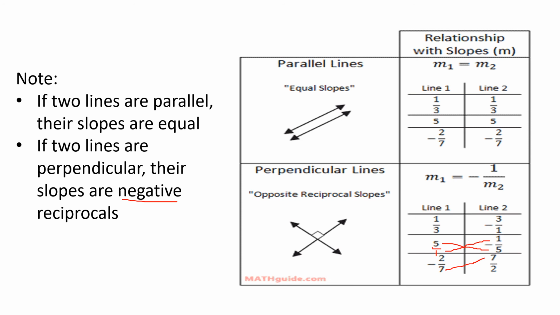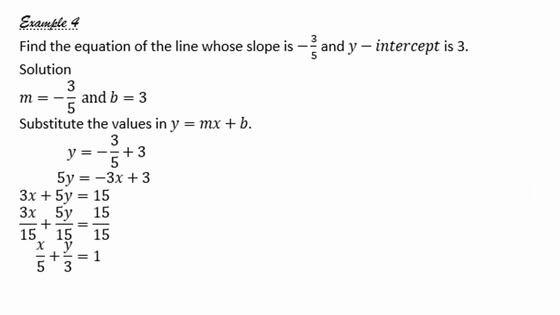Okay, so the negative reciprocal of negative 2/7 is positive 7/2. Okay, so let's proceed to our example number 4. Find the equation of a line whose slope is negative 3/5 and the y-intercept is 3. So, what is given here is the slope and the y-intercept. So, we have here m equals negative 3/5 and b equals 3. Substitute the values in y equals mx plus b.